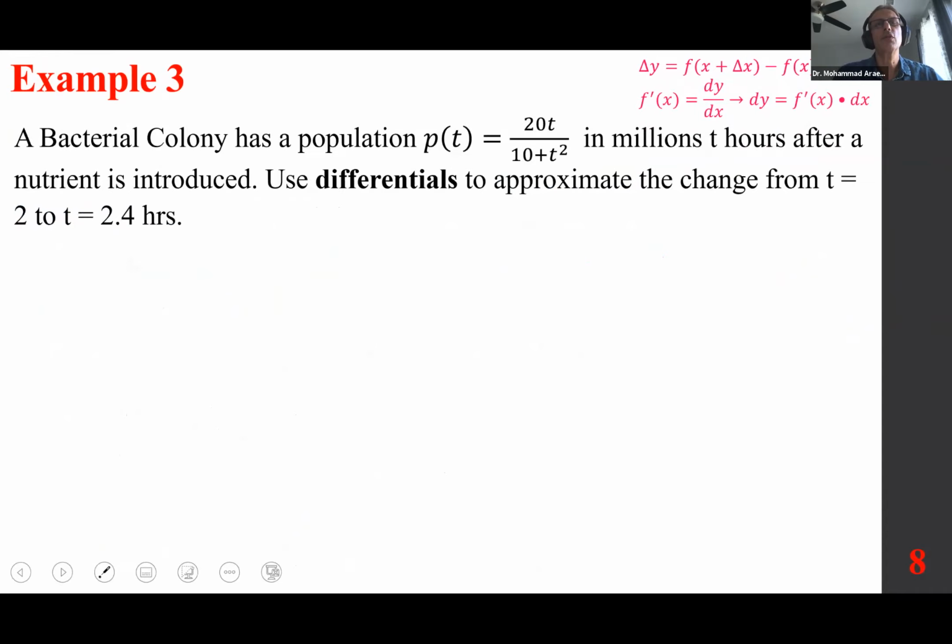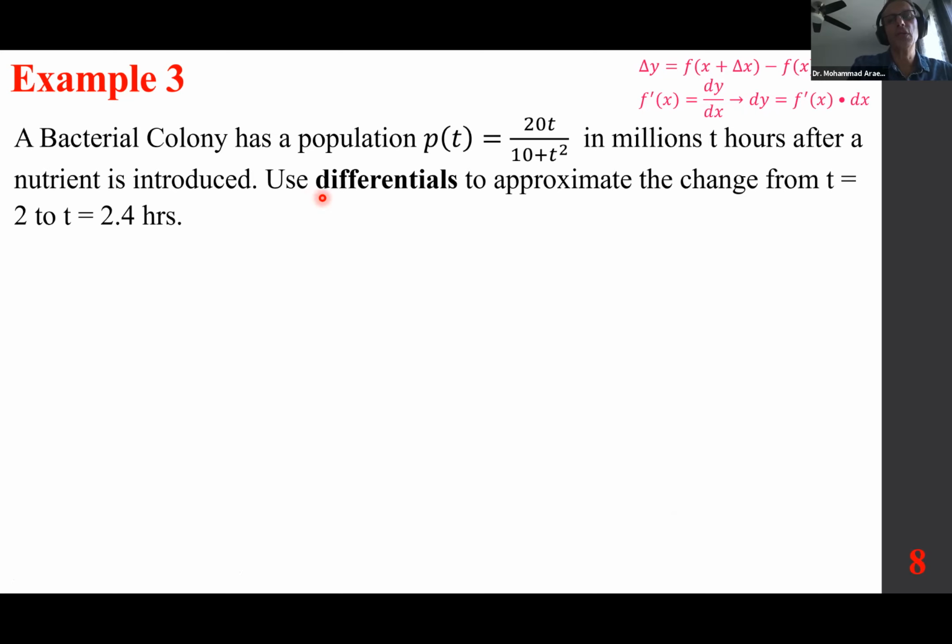Could somebody read this question, please? A bacterial colony has a population P of t equals 20t divided by 10 plus t squared, in millions, t hours after a nutrient is introduced. Use differentials to approximate the change from t equals 2 to t equals 2.4 hours.